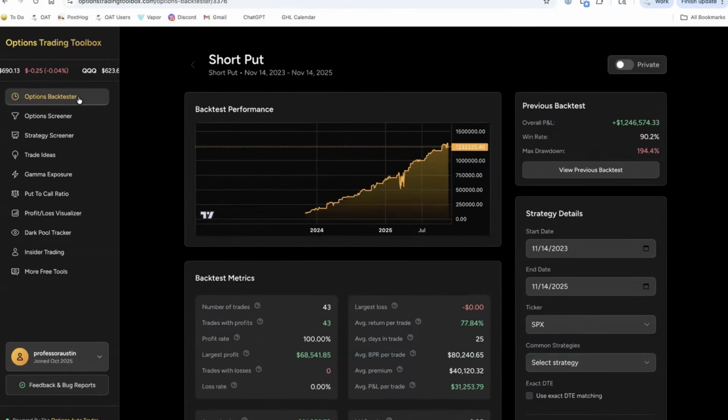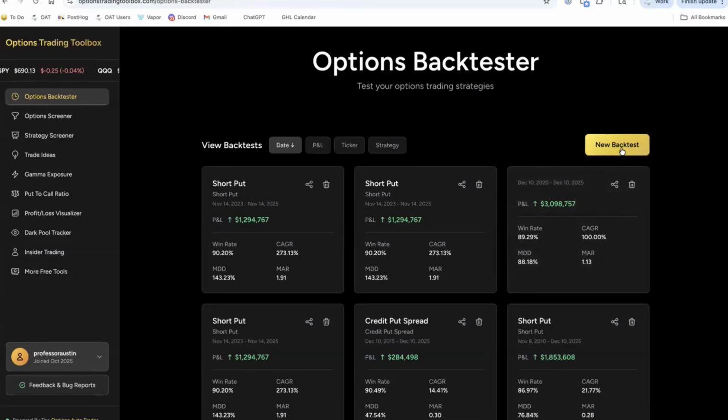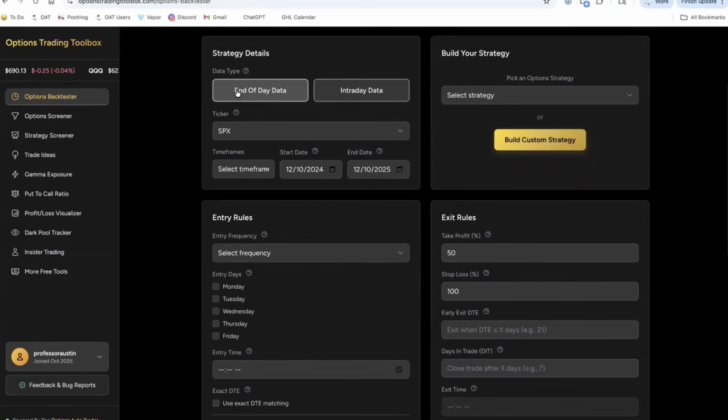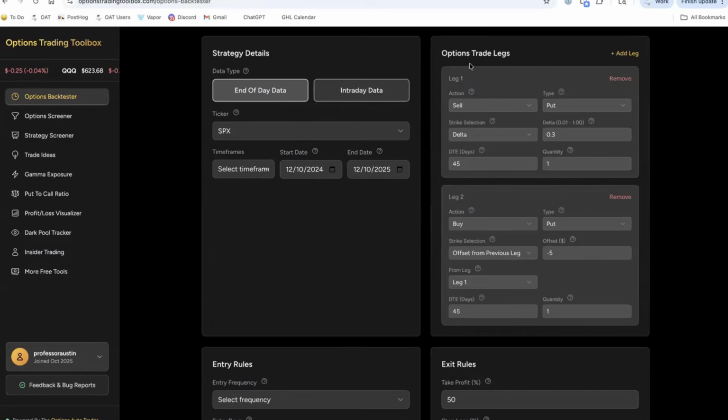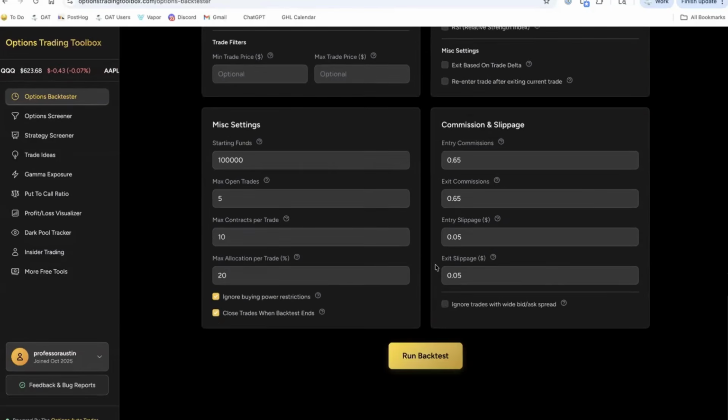Anyways, that's the options back tester. If you want to use it, click on new back test. You'll have the ticker, time frames, the strategy. You can actually pick a strategy. Maybe you want to do a put credit spread. Again, same things. You're going to sell a put, the delta 30, 45 days out. You're going to buy a put and you're going to go $5 below this one by saying offset from previous leg, and so all that, and then run back tests.